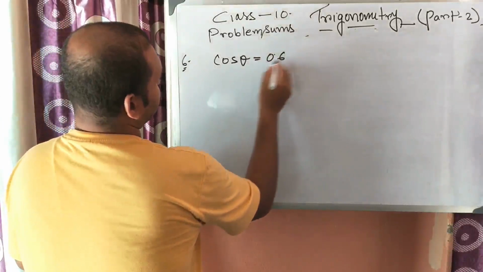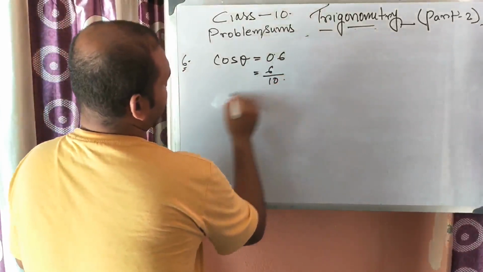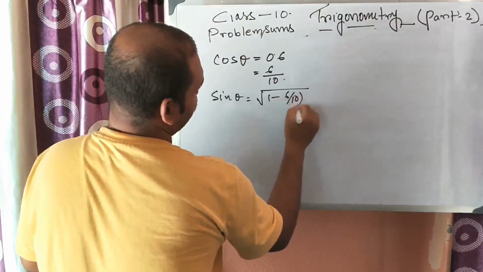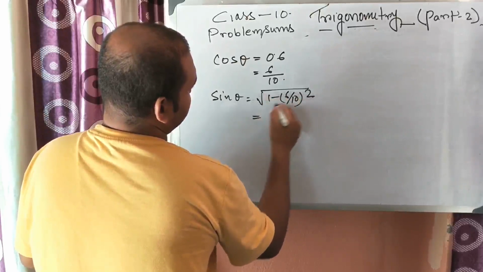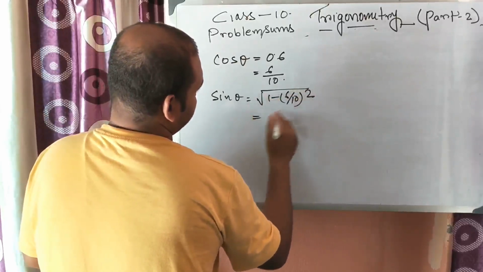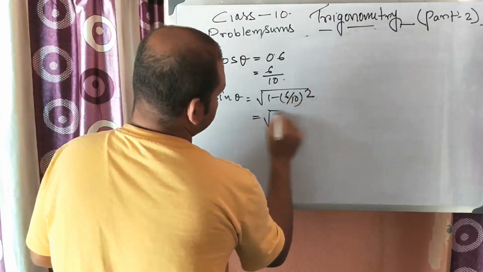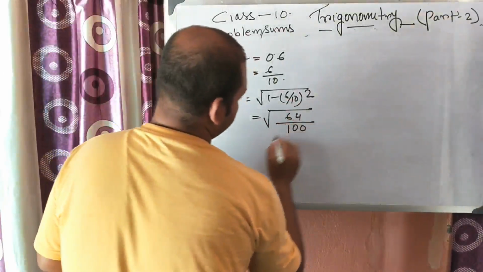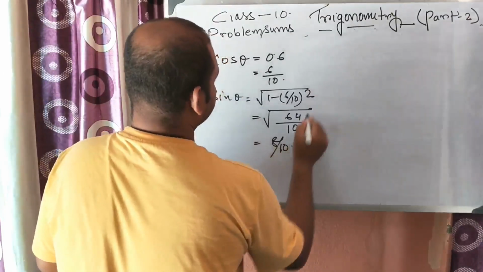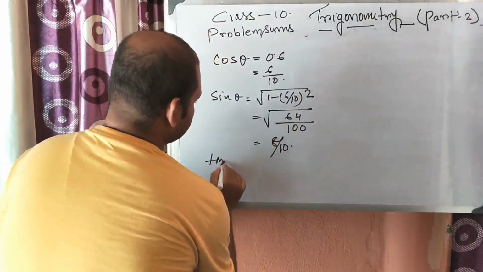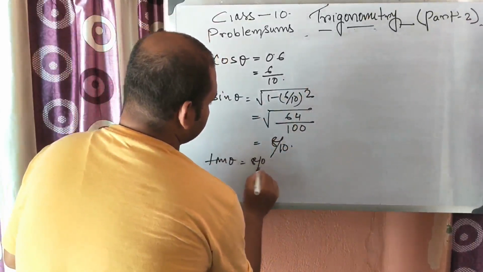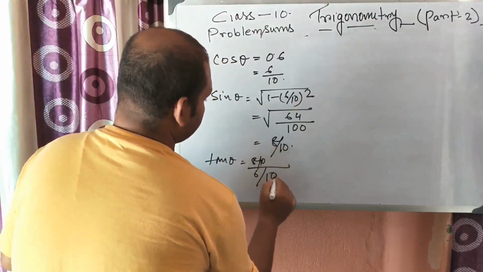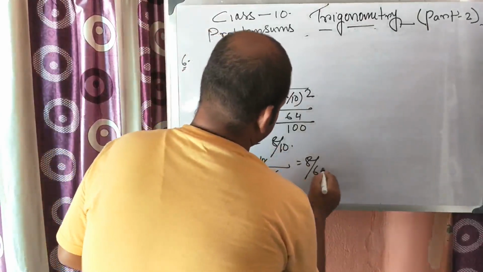Very easy, cos theta is this, so 6 by 10. So sin theta will be root over 1 minus (6 by 10) whole square, that is root over (100 minus 36) by 100, which is equal to 64 by 100. So 8 by 10. So tan theta will be 8 by 10 divided by 6 by 10. 10 cancels out, so 8 by 6.